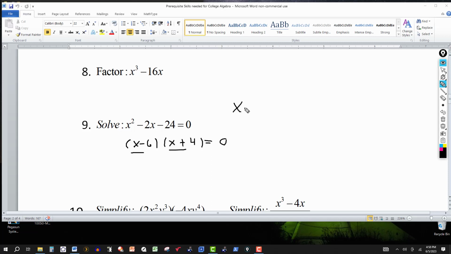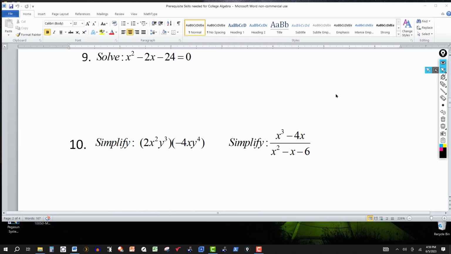So x minus 6 can be 0 when x is equal to 6. Or x plus 4 can be 0 when x is equal to negative 4. So the 2 solutions that we get for this equation are real solutions, 6 and negative 4. Now you got to know some basic stuff with monomials, simplifying rational expressions, laws of exponents.